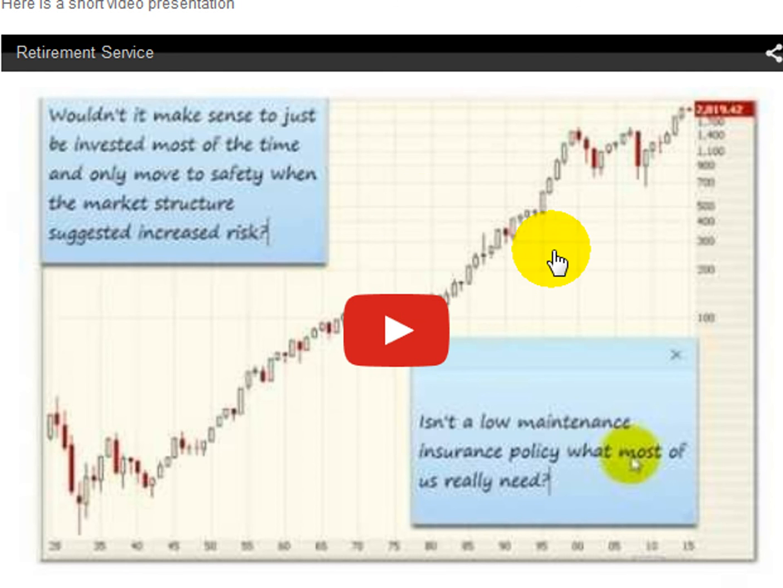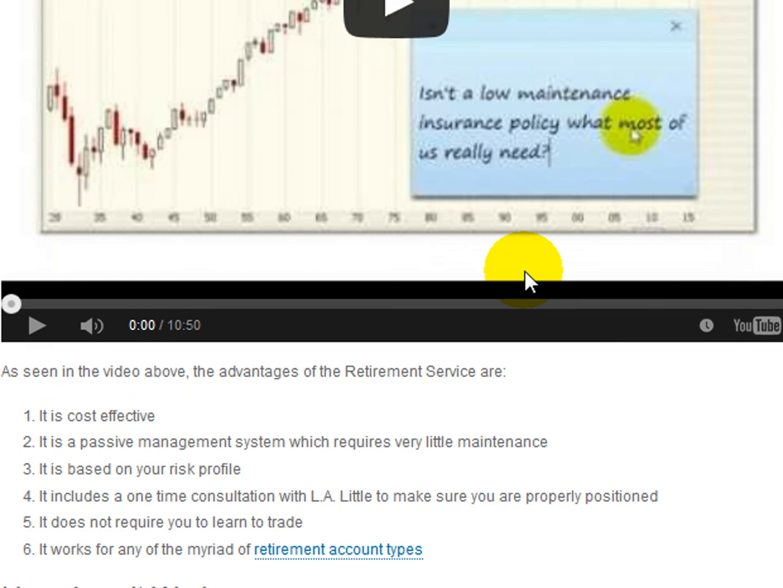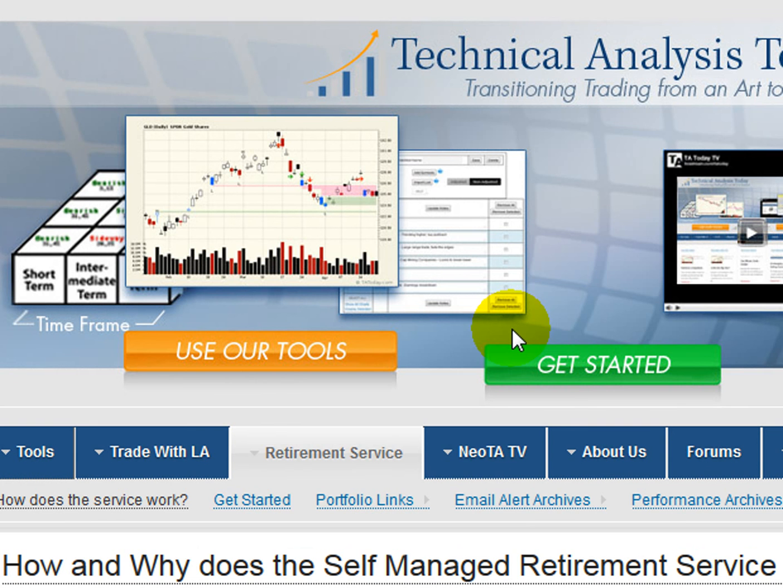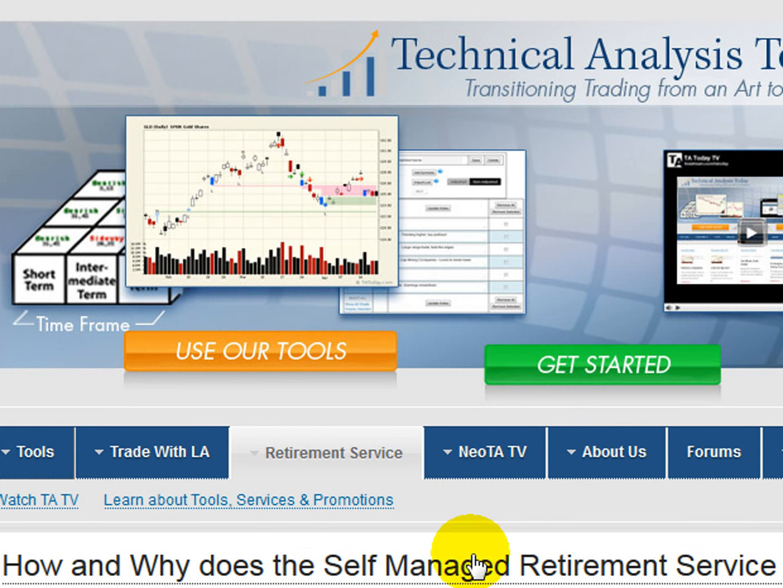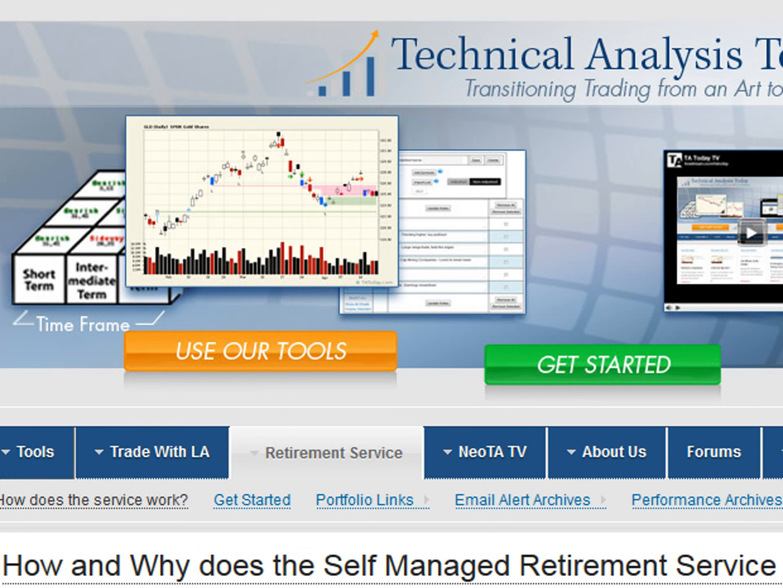You don't want to take the huge drawdown, but you want to hang around most of the time. This uses those principles I developed that look at the structure of the market and tell you when the risk is greater and you really should minimize your risk, versus when the risk isn't there. In other words, we don't have the potential for a huge drawdown. In that case, let's just stay in the market. And that's what this service does. There's some portfolios available. It's a very cost-effective way for you to manage your IRA, your 401k, your retirement.